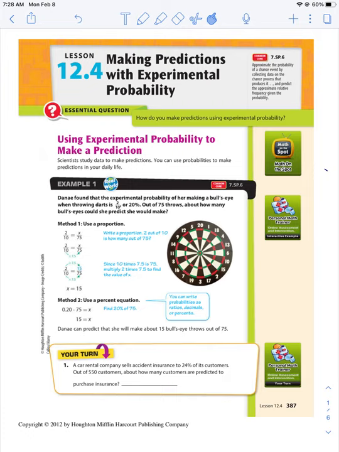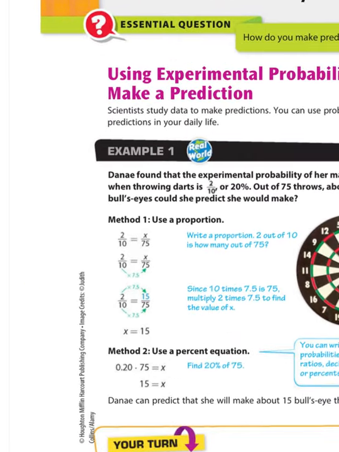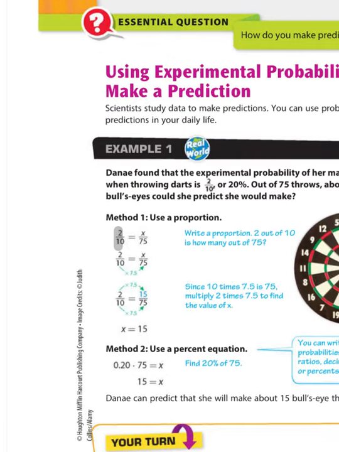So there's actually two methods we're going to learn here. The first method is we're going to make a proportion. So this is going to be with the fraction probability. So we know it's 2/10. The probability is 2/10 that she makes a bullseye. So we're going to set up the proportion that 2/10, the probability, equals x, the number we're looking for, out of 75. So if she were to make 2 out of 10, how many out of 75 would she make?